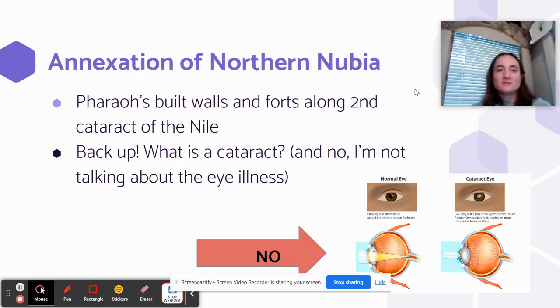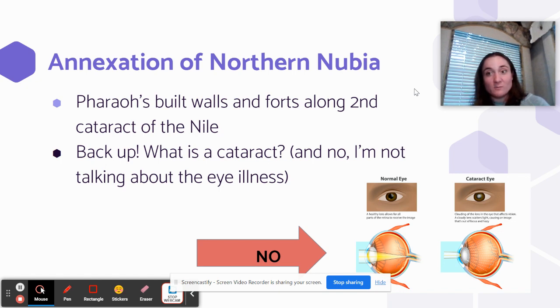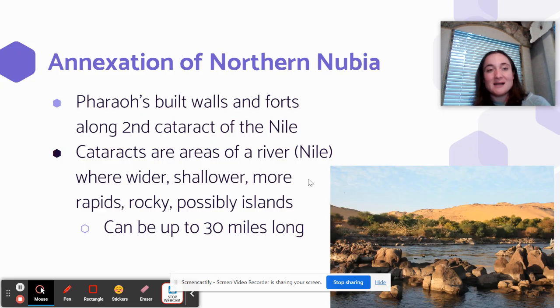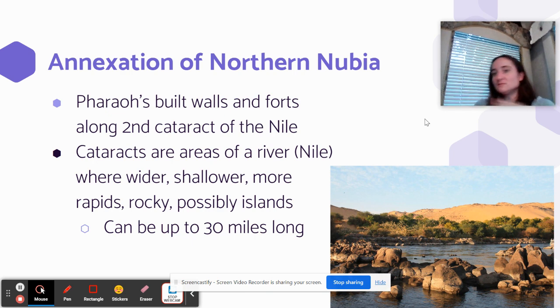So, I just said cataract, and you're like, what the heck is a cataract? I am not talking about the eye surgery, when one's eyes get clouded. No, that's not the cataract I'm talking about. A cataract is an area of a river where it's wider, shallower, and more rapid with lots of rocks and possibly even islands. So rivers around the world can have cataracts.